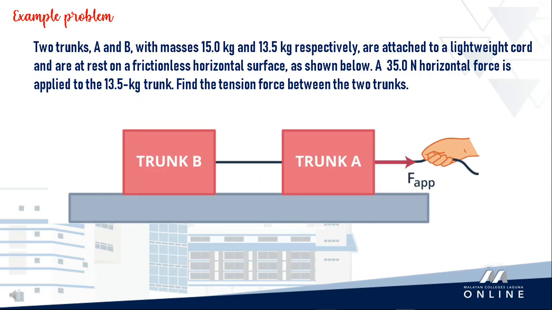Let us have a more difficult example. Two trunks A and B with masses 15 kilograms and 13.5 kilograms respectively are attached to a lightweight cord and at rest on a frictionless horizontal surface, as shown below. A 35 Newton horizontal force is applied to the 13.5 kilogram trunk. Find the tension force between the two trunks.